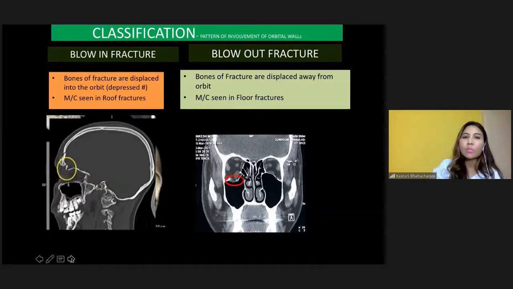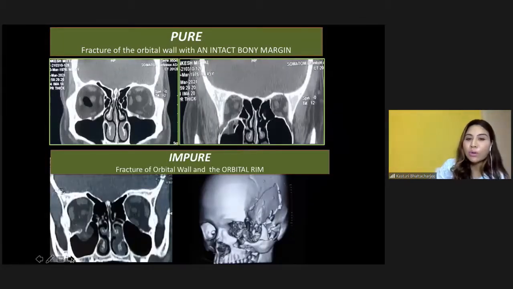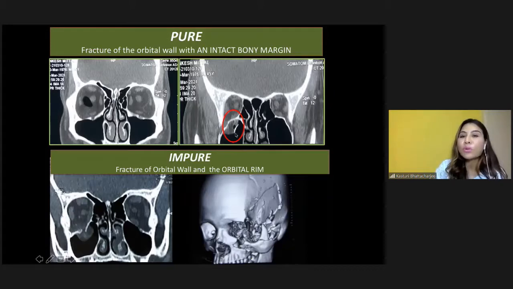The second common classification for us is the pure and the impure. Pure means you have an intact bony margin, but you can have a fracture in the wall. You can see this is a very classical picture where you have an intact bony margin. So this is a pure orbital fracture. Impure means you have a fracture involving the rim and the wall. So this is known as an impure fracture. So for the ophthalmologists, we need to define it as either pure or impure, or blow-in or blow-out fracture.